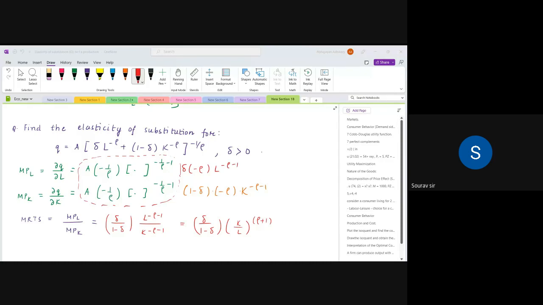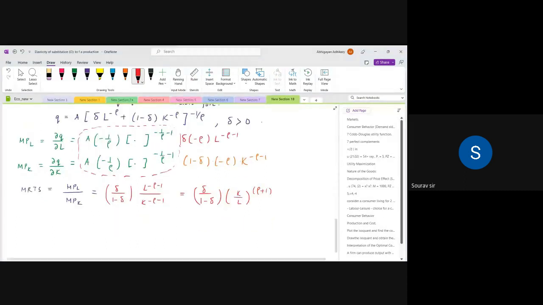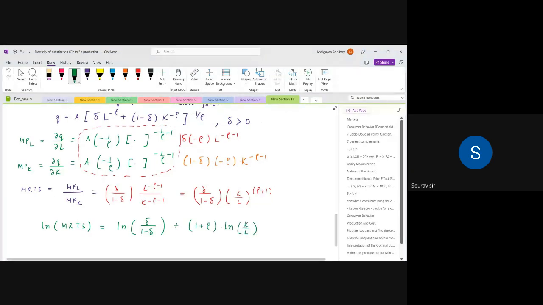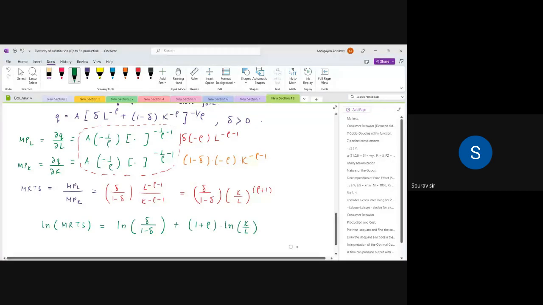Got it, everyone? Any questions? So what would be the next step? Can anyone tell me now? Putting log on both sides. Yes. So it will be log of MRTS equals log of delta by 1 minus delta plus 1 plus rho times log of K by L. And then what next? Differentiate.